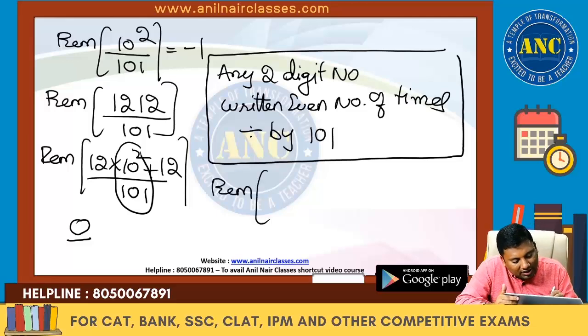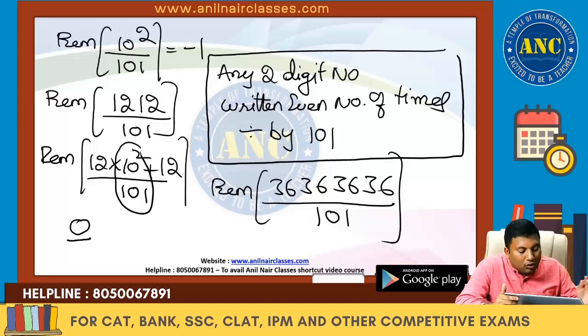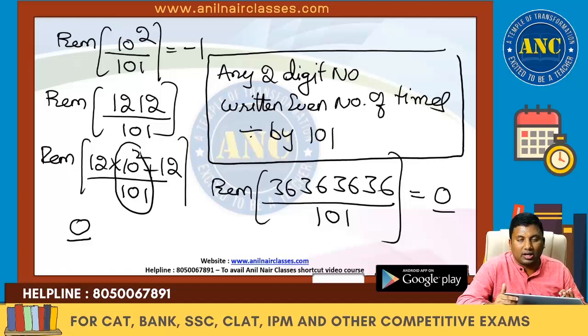Suppose it is 36, 36, 36, 36, 36 divided by 101. Any 2-digit number written an even number of times is always divisible by 101. I hope the idea is clear. Idea clear, right? One more example. The idea is very clear.